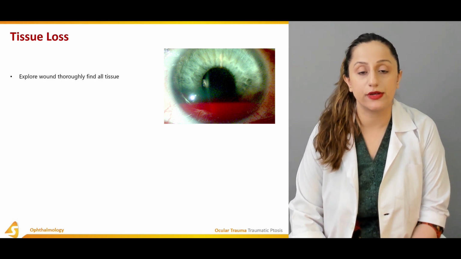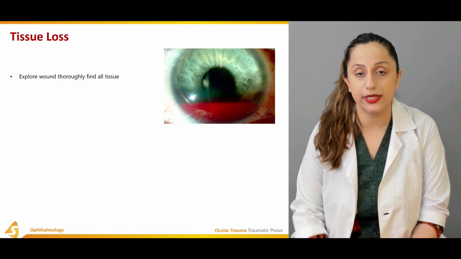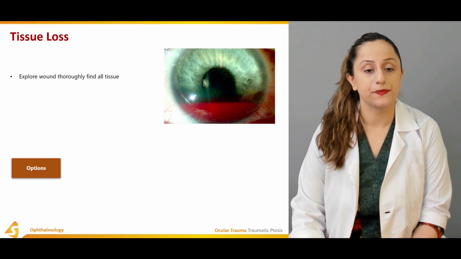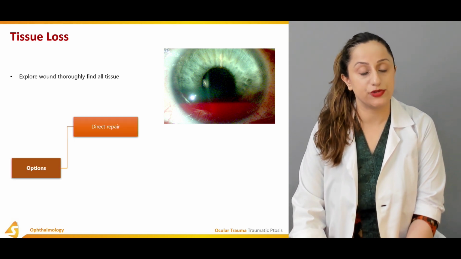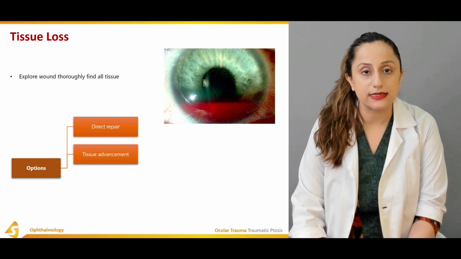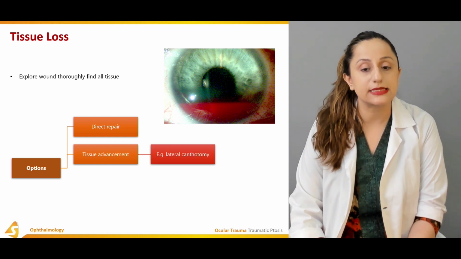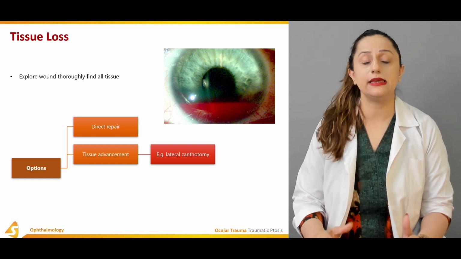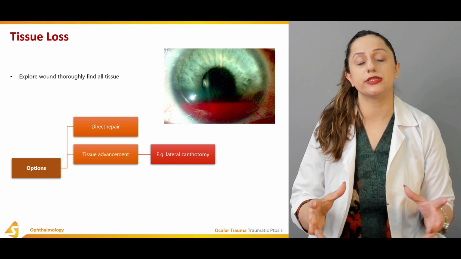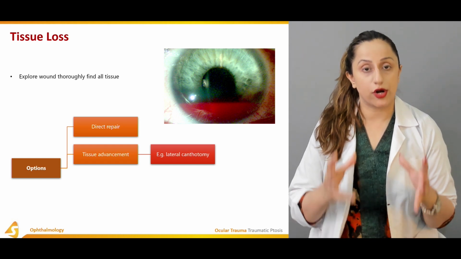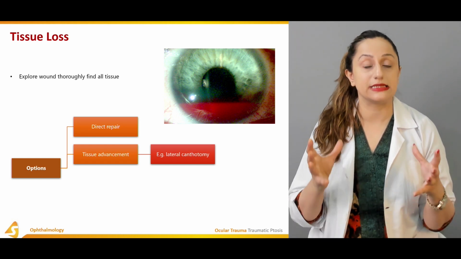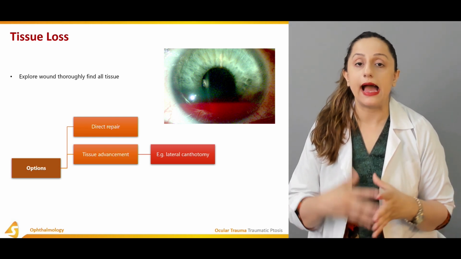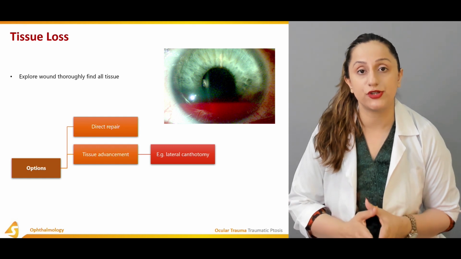Explore the wound thoroughly and find all the tissue. So it's very important to examine the case in detail, particularly over here. The options available are a direct repair or tissue advancement, for example, the lateral canthotomy. Tissue loss means all of the structures surrounding the orbit. It can be the musculature, the skin, or the fascia. All of these structures can be lost or damaged whenever you have ocular trauma at hand.